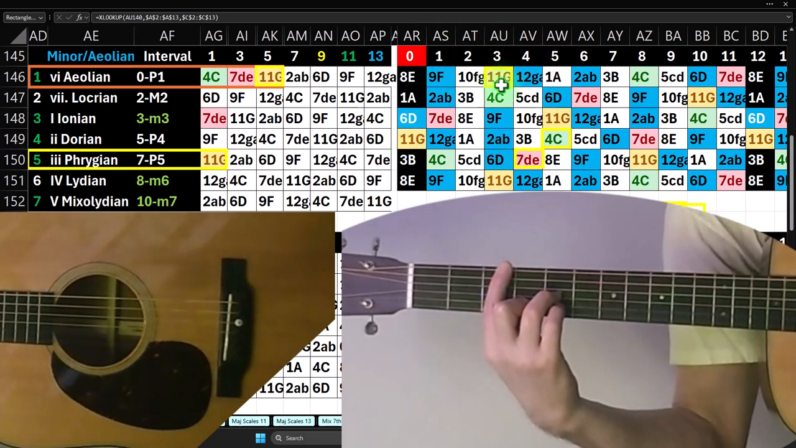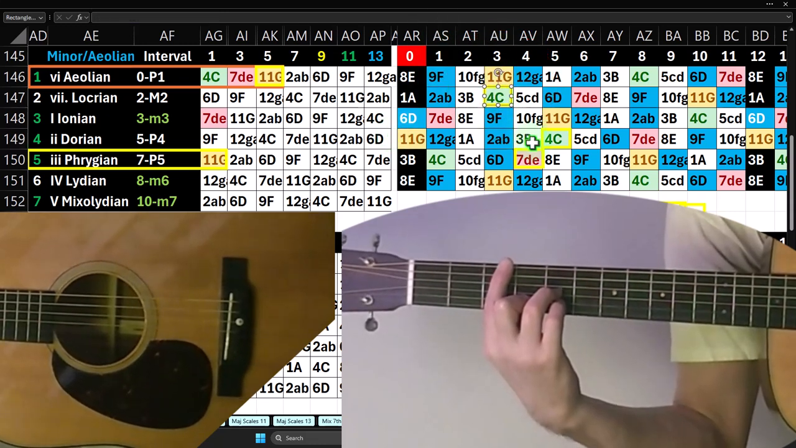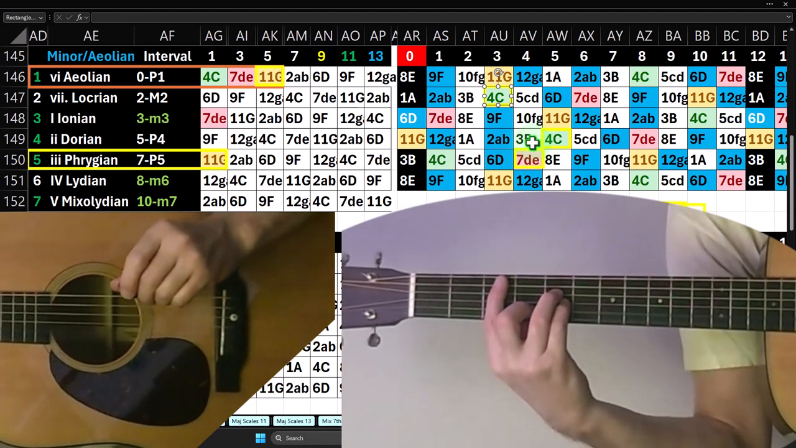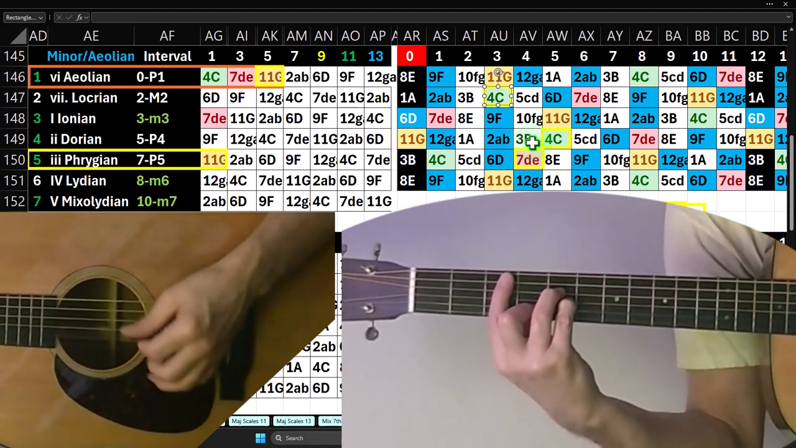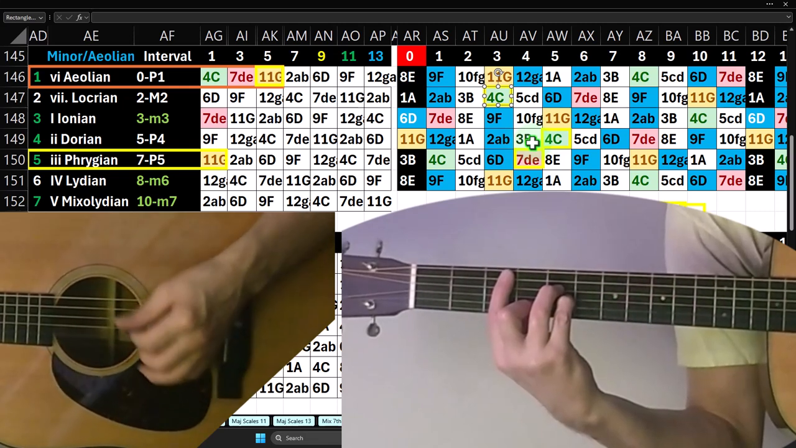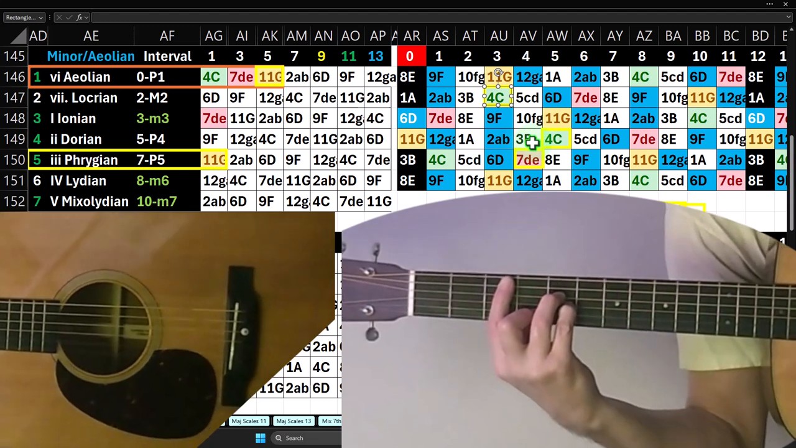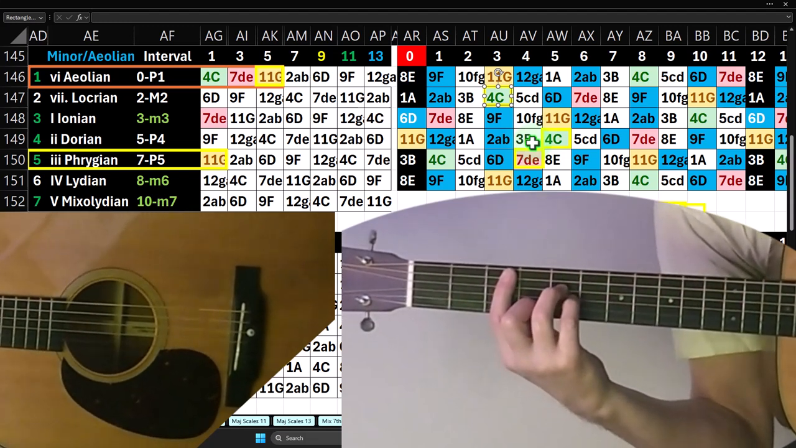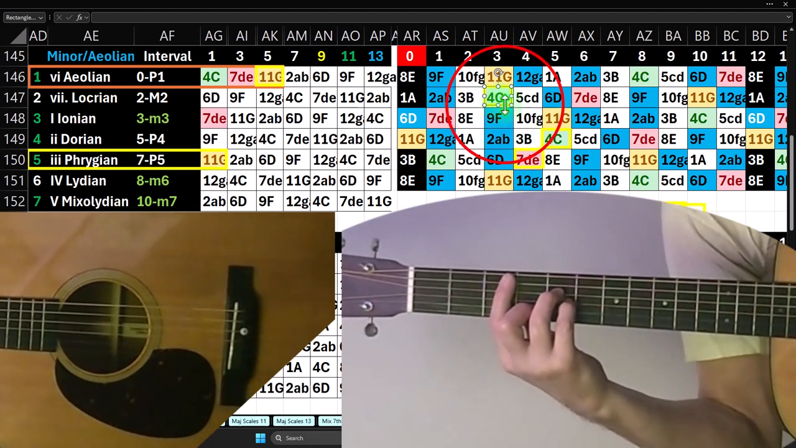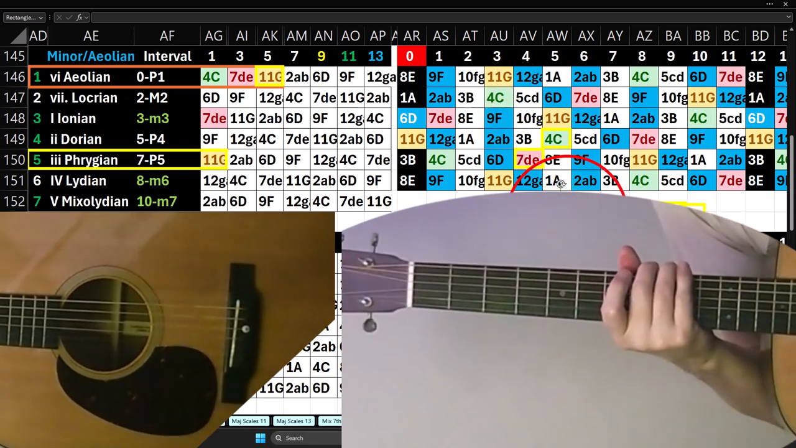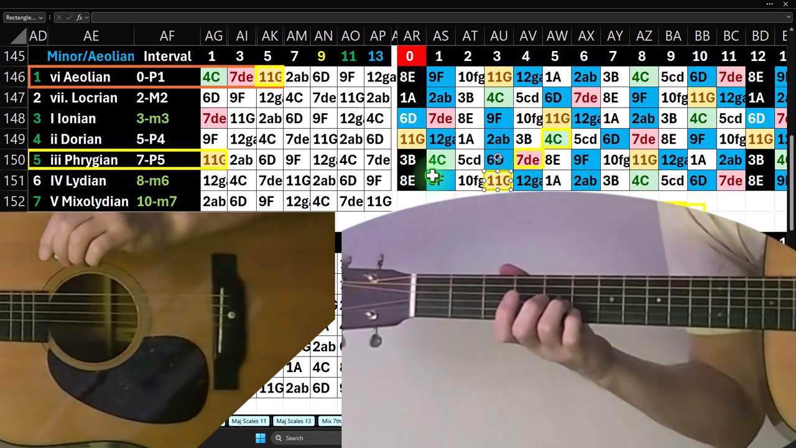And then of course, I could go into my standard A minor shape. Like this. Duh. Probably should have pointed that out at the beginning. All right. What else? The bottom of the shape is useful to see as well.